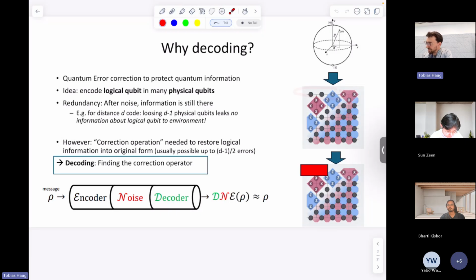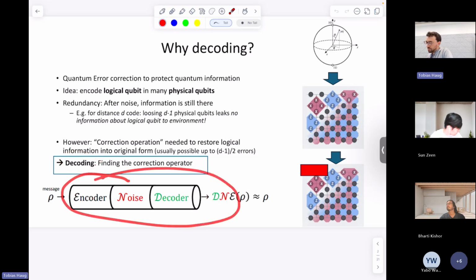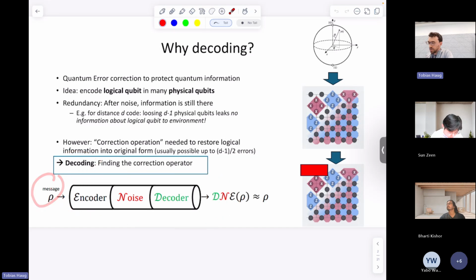The key part is that you need to find the correction operation that fixes your code. This can usually be done for up to (d-1)/2 errors. So if you have a code of distance d, you can fix (d-1)/2 errors. Decoding is this process of finding the correction operator. This is the usual process: you have your logical state, you encode it into some code, then there's some noise that tries to damage it, and then you fix it using your decoder. And hopefully you end up with your original state.